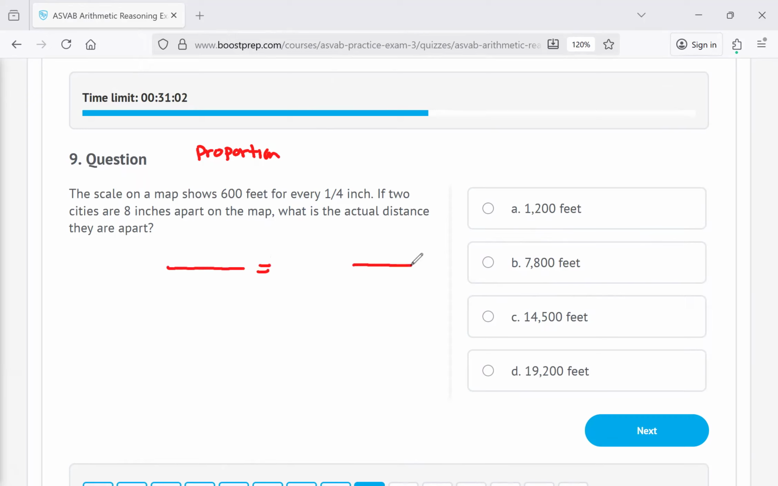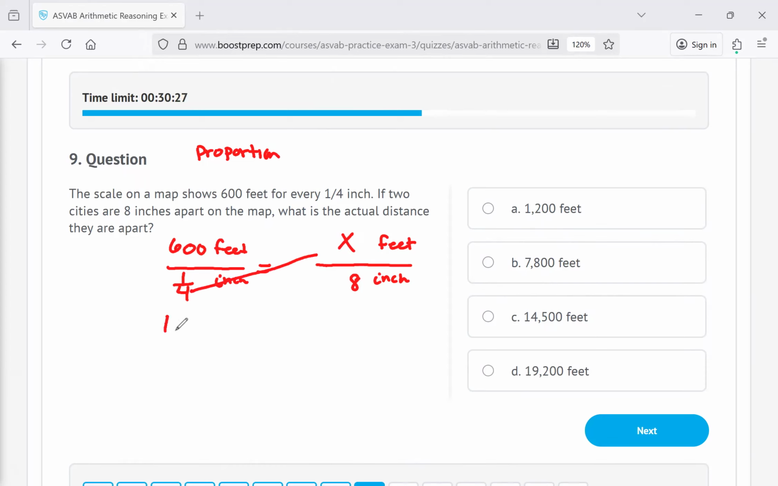So how you would set it up is you can set it up any way you like. We have the units of feet and then units of inch. So you could put feet on top and inch on the bottom. Same thing here, feet on the top and inch on the bottom. So on the scale map, it shows 600 feet for every 1/4 of an inch. If two cities are 8 inches, so you put 8 in here, and then our actual distance is our unknown, so that's our x. Okay, go ahead and cross multiply.